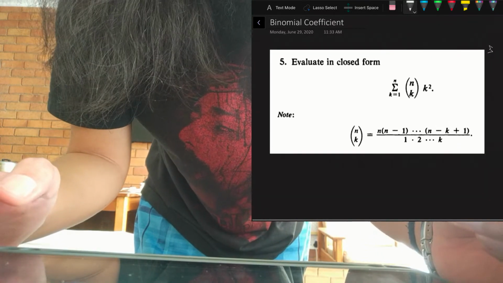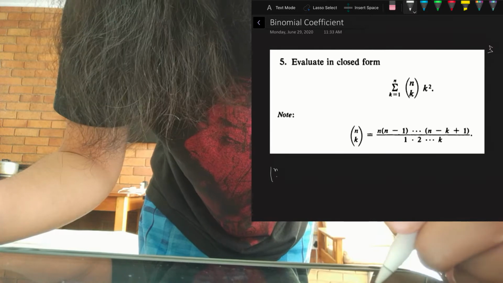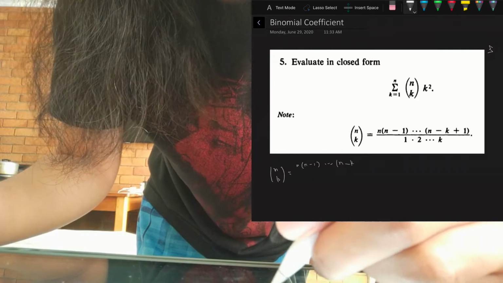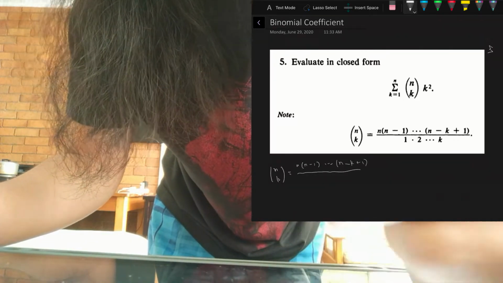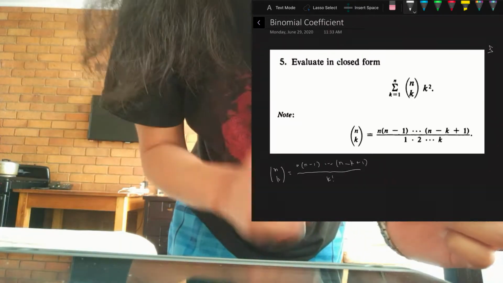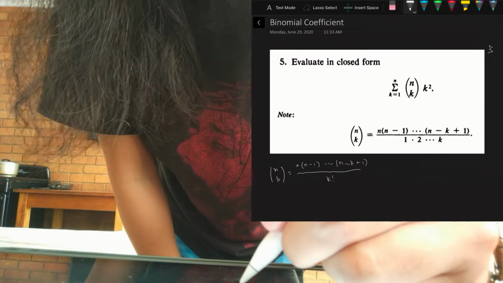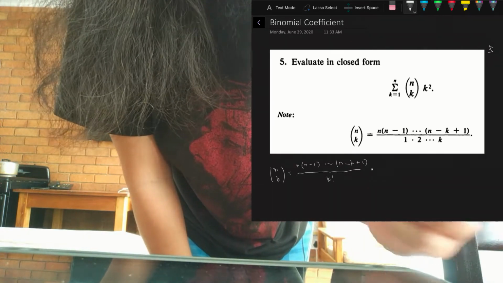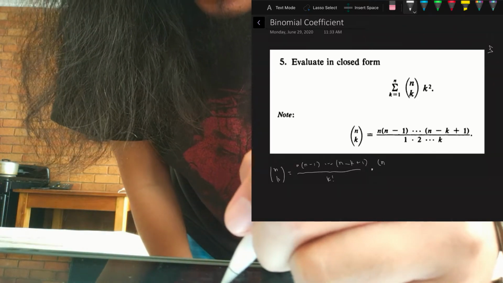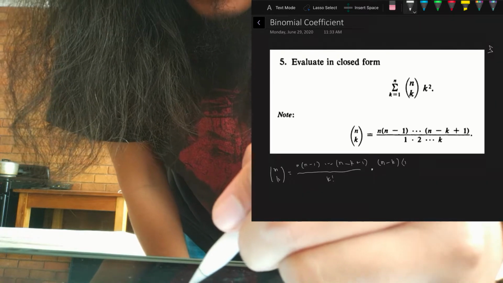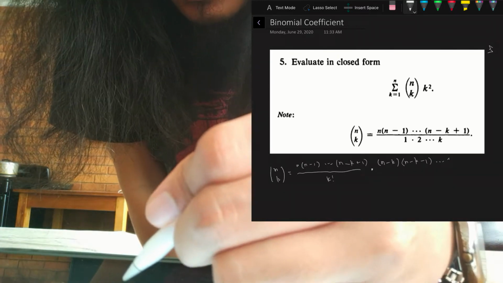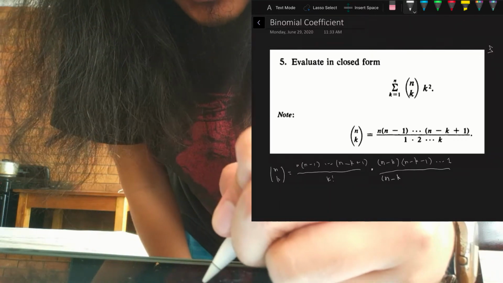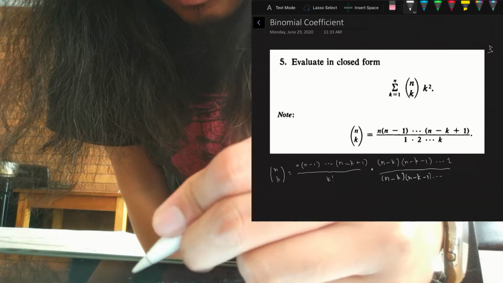Okay, so the first thing that we can do here is let me rewrite the binomial coefficient, the given one. So you have n minus 1 all the way up to n minus k plus 1. Note that the denominator, you can write it as k factorial, right? 1 times 2 all the way up to k. So that's just k factorial. Let's introduce a term here, a one term, so that we can extend the multiplication in the numerator all the way up to 1. So we insert n, we multiply it by n minus k minus 1 all the way up to 1. And then we do the same with the denominator. You have n minus k minus 1 all the way up to 1.